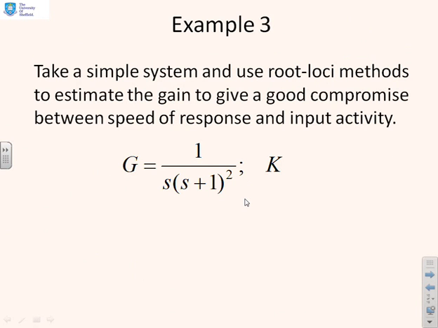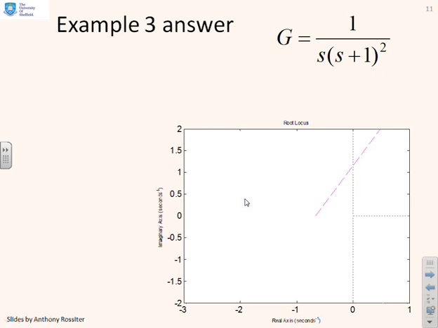Example 3. You've got a simple system here, and what you're asked to do now is use root-loci methods to estimate a gain which gives a good compromise between speed of response and input activity, and obviously settling time and other things of that nature. As ever, we're going to start by sketching the root-loci and seeing what we've got.